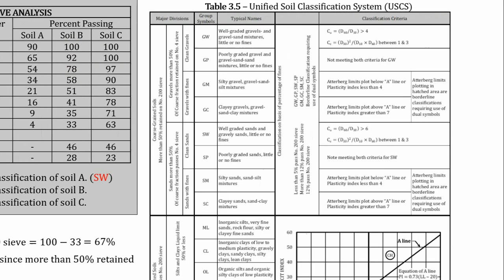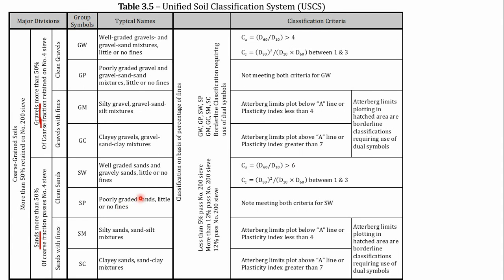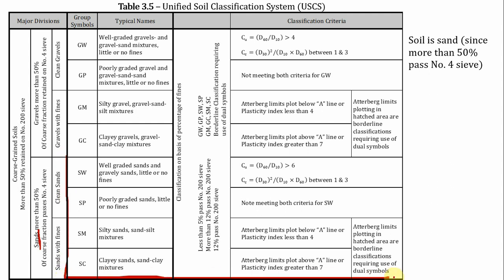So therefore, class, where does it belong? Soil B is sand since more than 50% passes the number 4 sieve. The percent passing in sieve number 4 for soil B is 100%, so more than 50% passes number 4. So it belongs to the sand category. So therefore, class, we look here. There are 4 possible answers, class: SW, SP, SM, and SC.